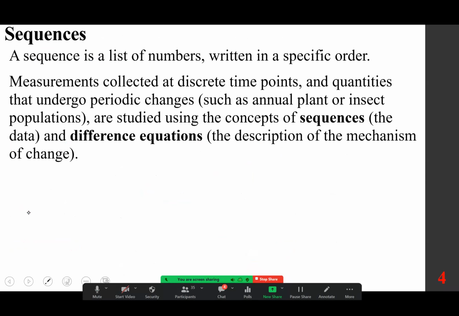We had discussed this before when we did the summary, so I'm going to refresh your memory. A sequence is a list of numbers written in a specific order. Measurements collected at discrete time points and quantities that undergo periodic changes, such as annual plant or insect populations, are studied using the concepts of sequences, the data. And difference equation, the description of the mechanism of change, the equation in essence.